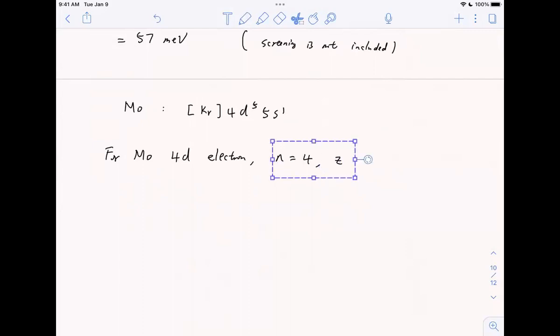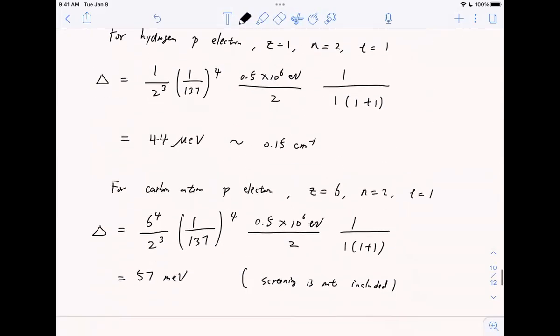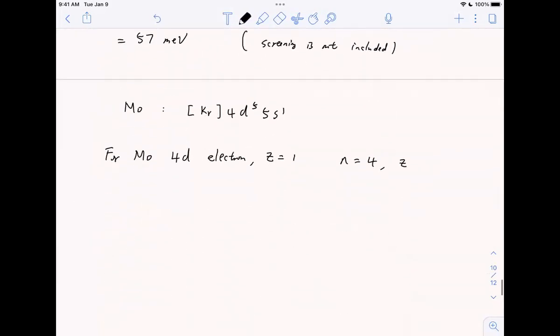Let me see. So the Z is 42. There are 42 charges in the nucleus. 42 charges. And n is 4. And then l. What is l? l is 2. l is 2. It's a d orbital.